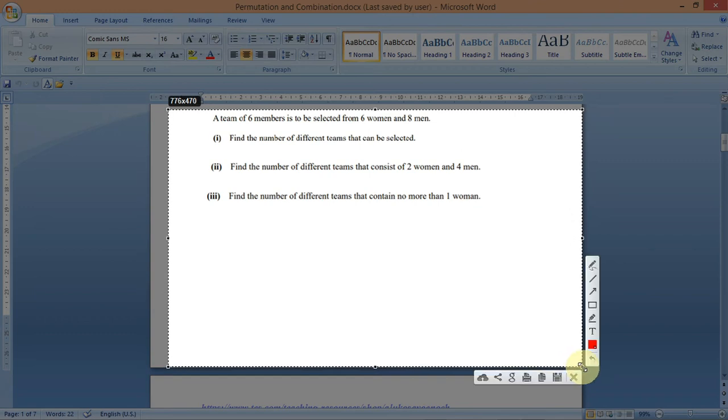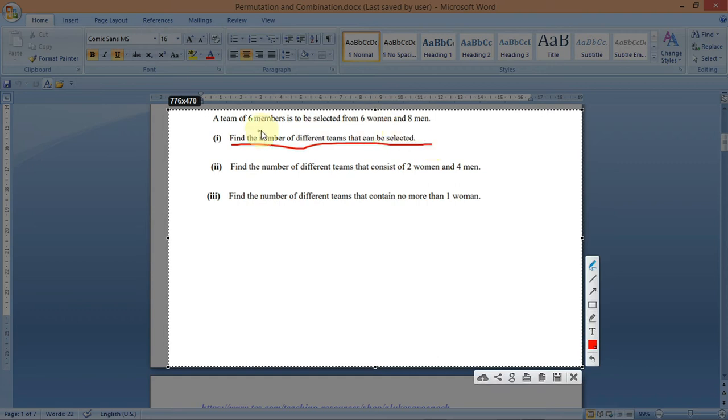So question 2 now. A team of 6 members is to be selected from 6 women and 8 men. Find the number of different teams that can be selected. Definitely, since this has to do with selection, that is a combination question. The first question was permutation, this is a combination question. Now find the number of different teams that can be selected.